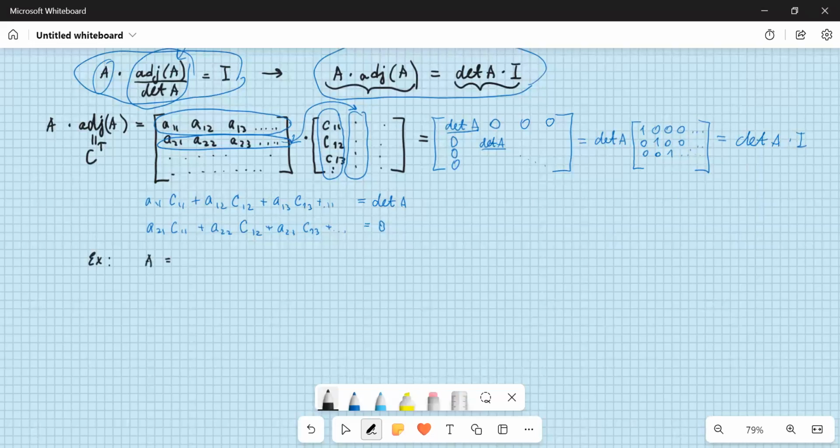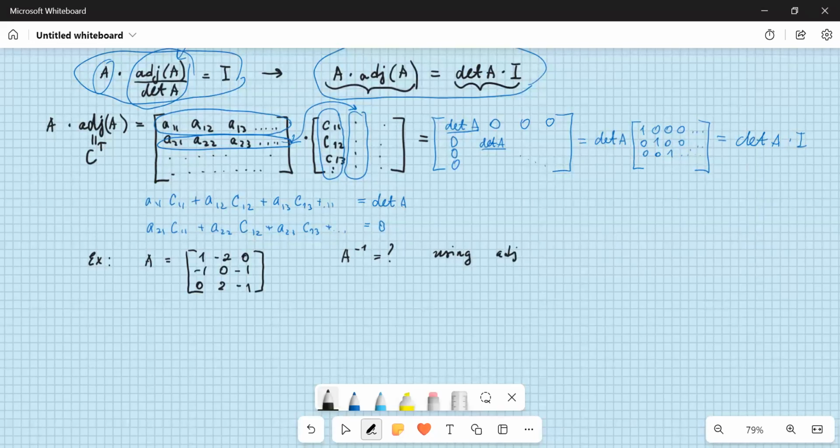Let's consider matrix A, and it's going to have the next terms: 1, -2, 0, -1, 0, -1, and 0, 2, -1. So the question is: find the inverse using adjoint.